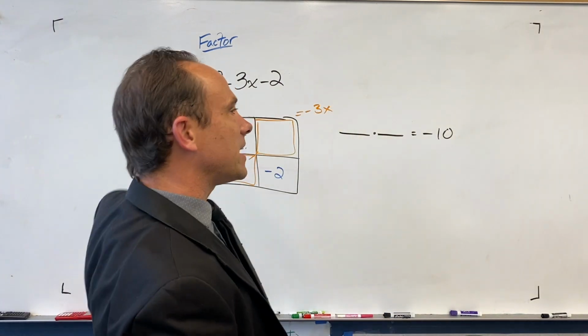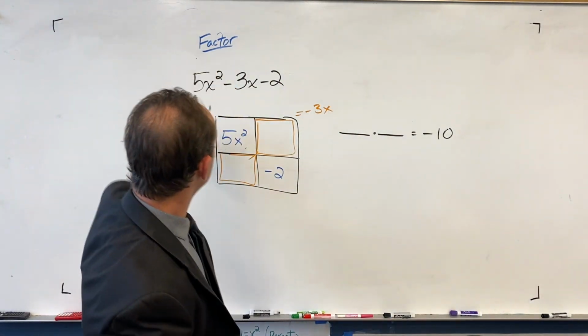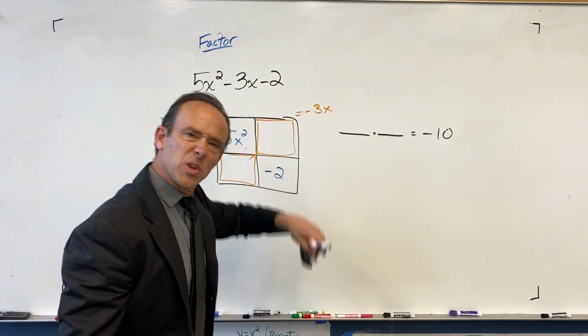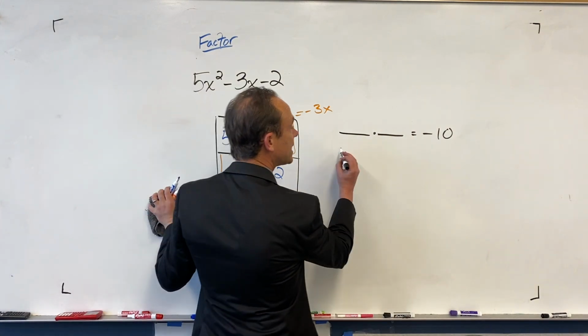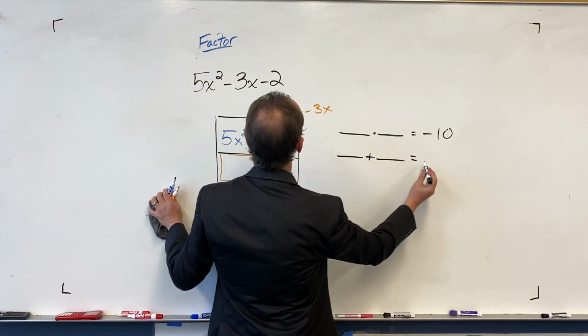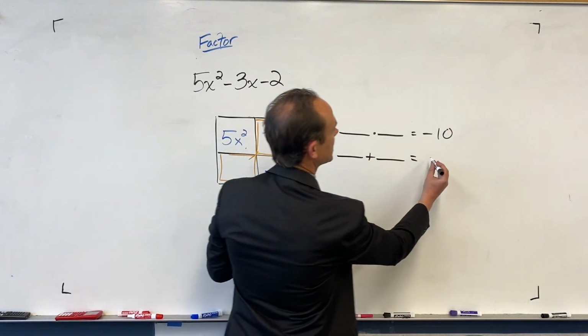Mr. Miller, where did -10 come from? 2 times -5, or a times c if we're thinking standard form. All right, and now they've got to add to the middle term, which is the -3.